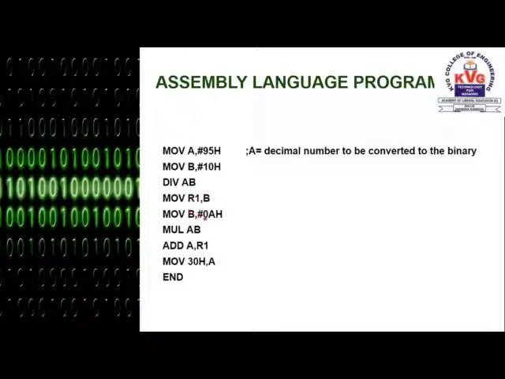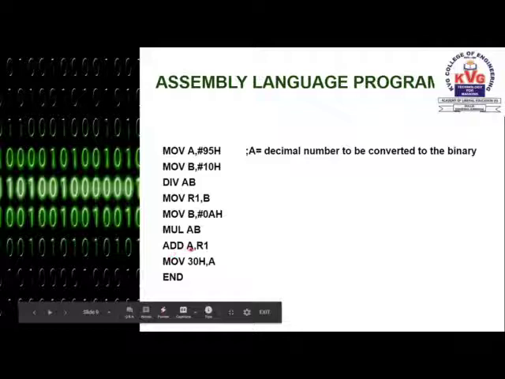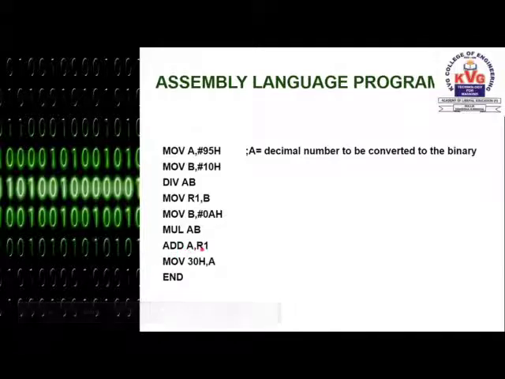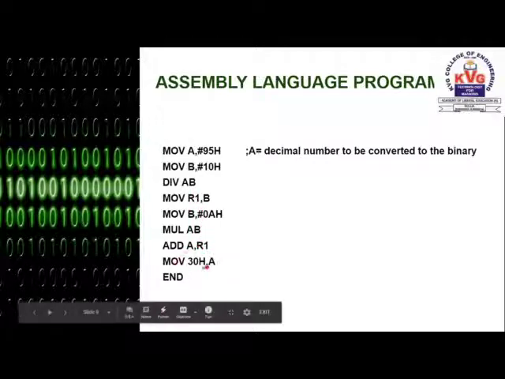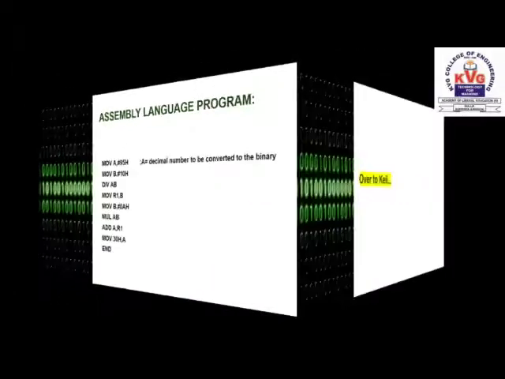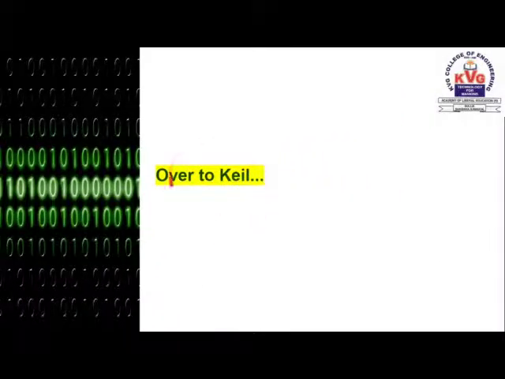Then we store 0Ah in B because we want to multiply the quotient by 0Ah. So MUL AB the quotient and 0Ah, and then to that you add the remainder which was stored in R1. So we get the result and store the result in the memory location 30h. So that is the program here. We'll go over to Keil and see how the program will be executed.